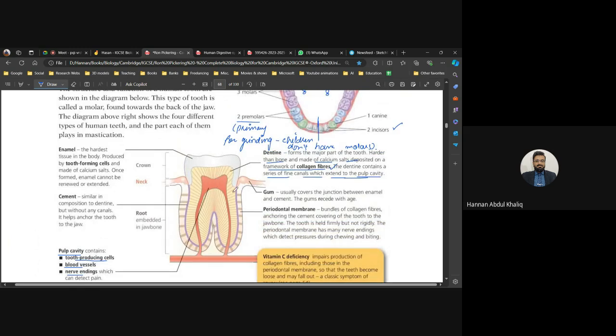Then this is the gum, the periodontal membrane, bundles of collagen fibers anchoring the cement covering the tooth to the jawbone. And if you remember, vitamin C causes the production of collagen. If vitamin C is less, then the periodontal membrane would be weakened. Then the other internal lining is cement. It helps anchor the tooth to the jawbone.